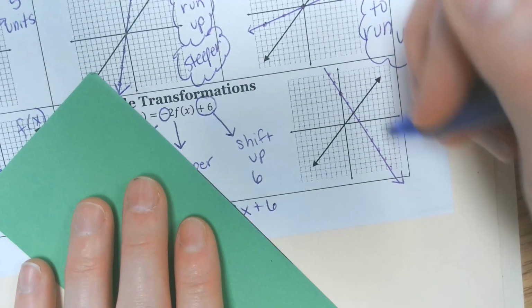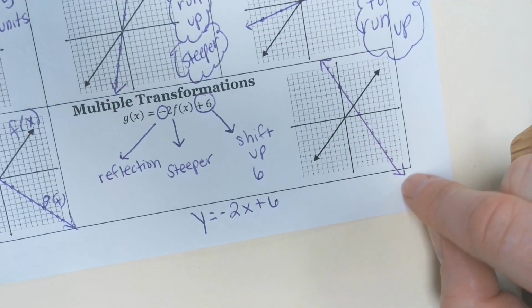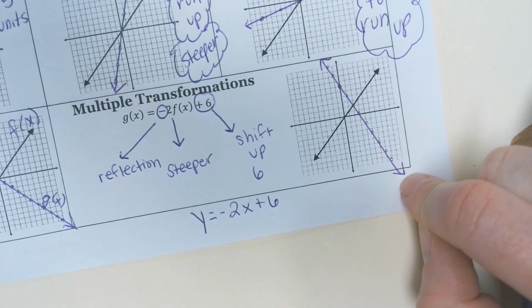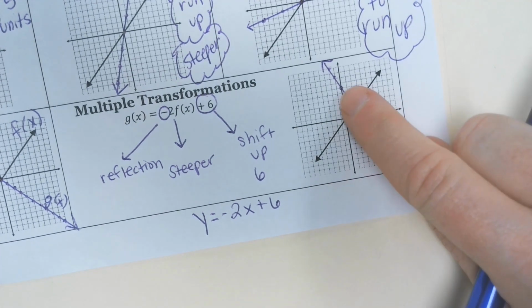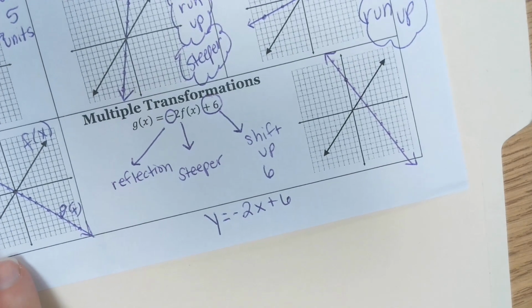So whenever you look at it, you can tell it's reflected. The original parent function is a positive slope. The new function is a negative slope. It's shifted up by 6, and it's also steeper. Okay, whenever you finish these notes, you'll glue them in.